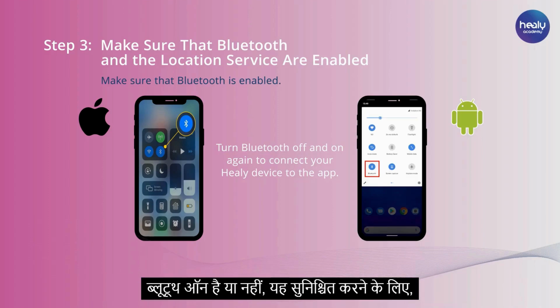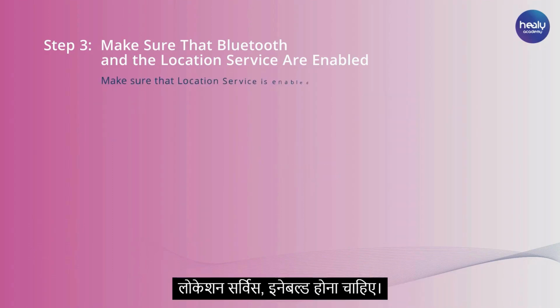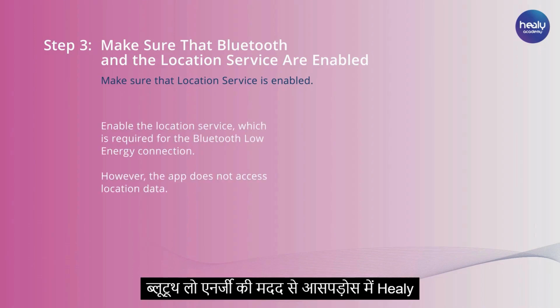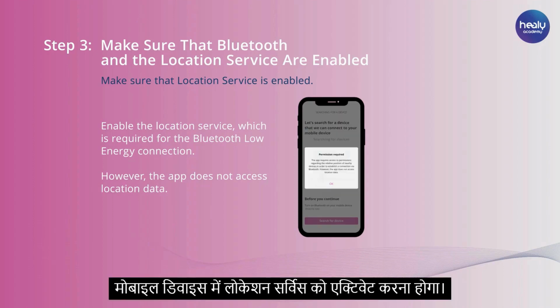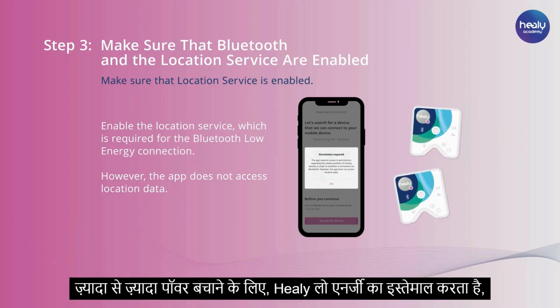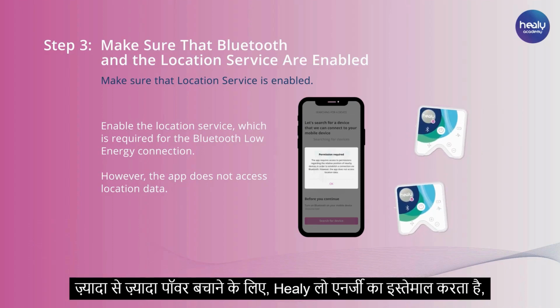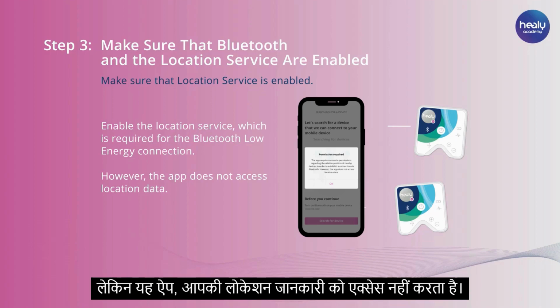To make sure that Bluetooth is on, disable Bluetooth on your mobile device and then enable it again. Make sure that the location service is enabled. In order to determine the relative position to Healy devices in the vicinity with Bluetooth low energy, the location service must be activated on the mobile device. To save as much power as possible, Healy is using Bluetooth low energy. Therefore, the location service is required to connect to the Healy device, but the app does not access your location information.